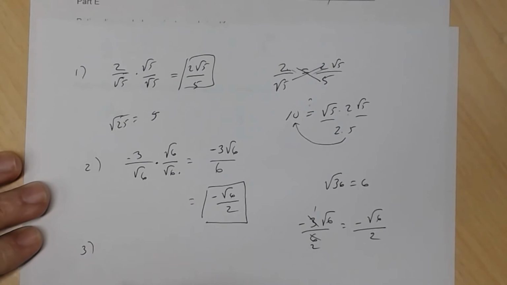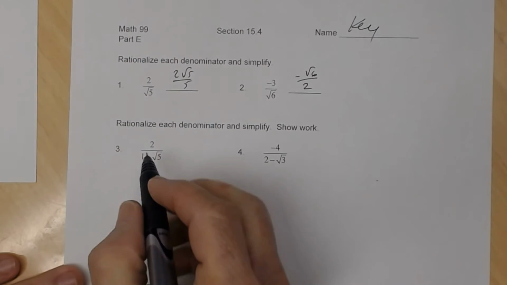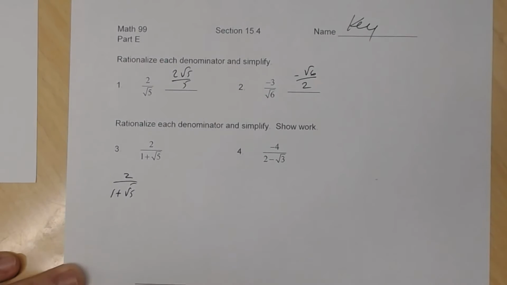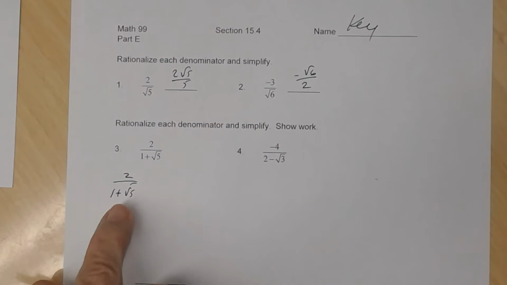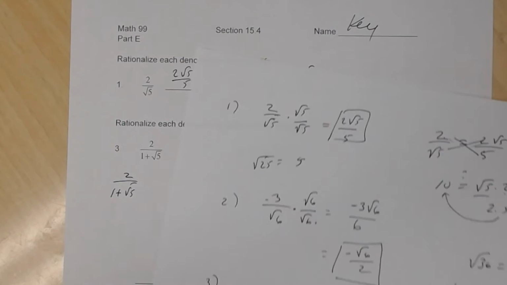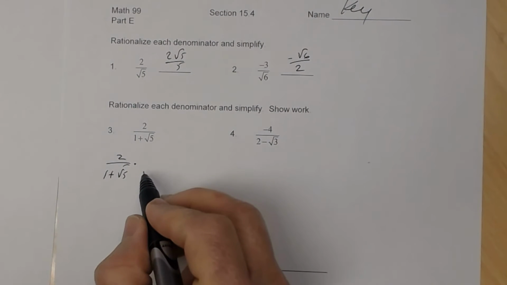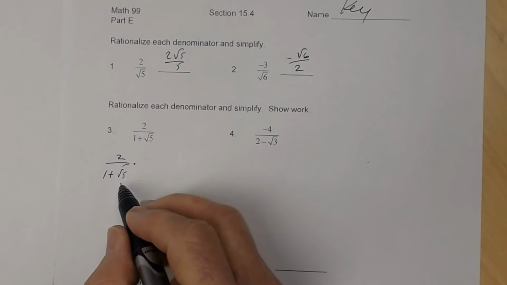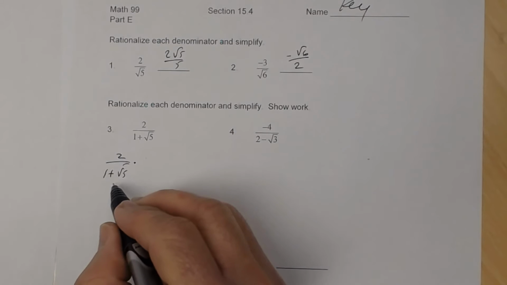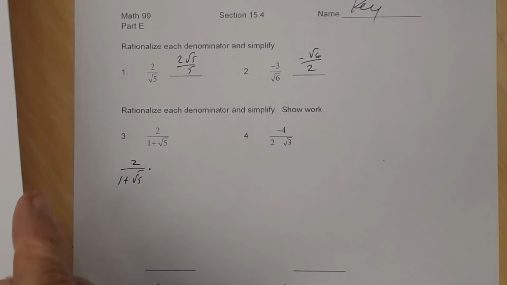All right, number 3. Now, let's talk about number 3. So number 3, we have this. And I think I can do the work here. You have 2 divided by 1 plus the square root of 5. I just went ahead and rewrote this. So notice that these are binomials right here. And so what you're going to do is multiply the numerator and the denominator to make this rational. You're going to multiply the numerator and the denominator by what's called the conjugate of the denominator.